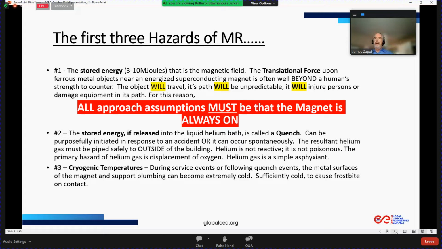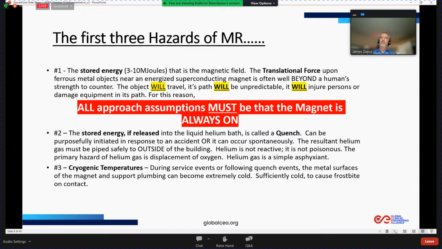Turning off the magnet is not a reason. You shouldn't have to turn the magnet off for non-human related accidents. If a bucket or a tool or a machine or a table is attracted to the magnet and becomes stuck, that's not a reason to quench the magnet. Close the door, call your service provider, and there is a better way to respond.